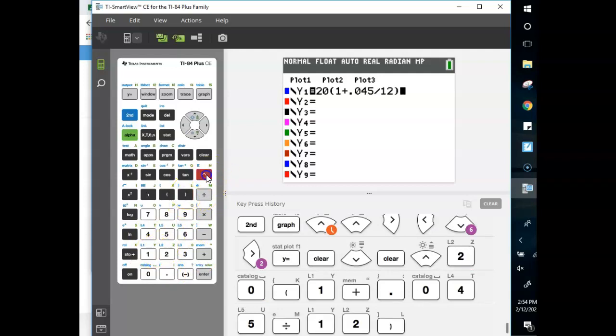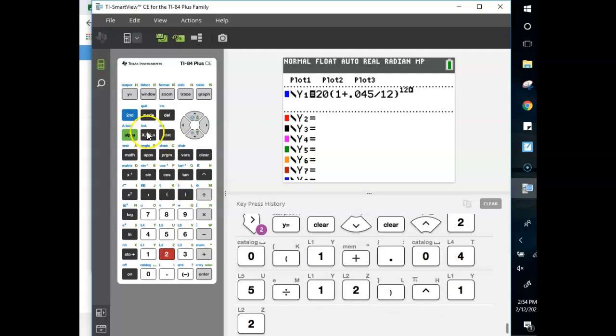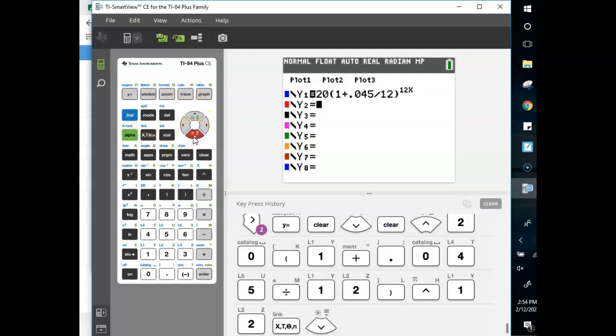Now remember, if you're on an older calculator, you're going to have to use parentheses around this 12x up in the exponent. On the newer calculators, you don't have to do that. But do make sure you have an x there. So we're going to go to our table.